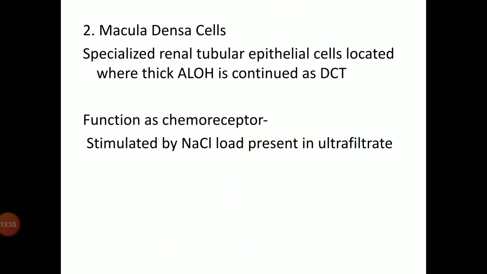So the next component in the juxtaglomerular apparatus is the macula densa cell, and we had already discussed that these are the specialized renal tubular epithelial cells located where the thick ascending limb of the loop of Henle continues as the distal convoluted tubule, and this portion is lying between the afferent and the efferent arteriole. Here the cells are converted into columnar in nature.